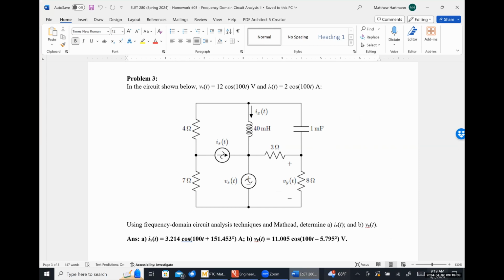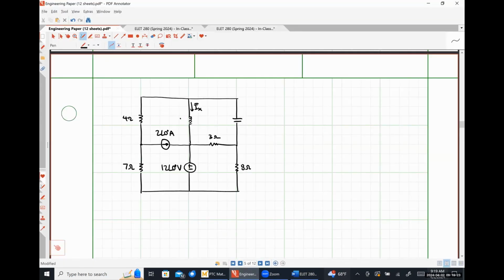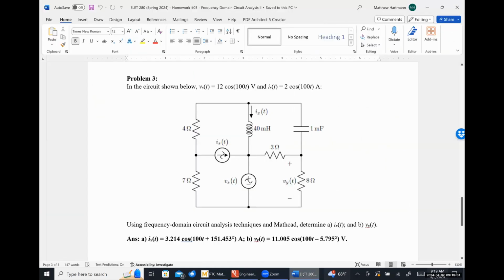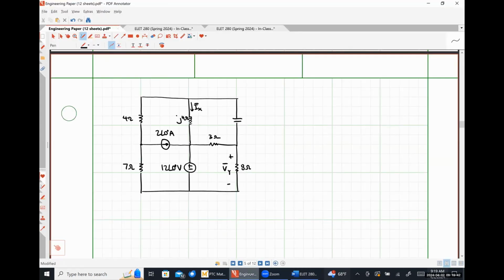So I'm figuring out the impedance of the inductor. So that's omega, 100 radians per second, times 0.04. Looks like j4 to me. This is phasor voltage Vy. And now the 1 millifarad capacitor, 1 over 100 times 0.001 is j10, or negative j10, excuse me. So that's what my circuit looks like in the frequency domain.